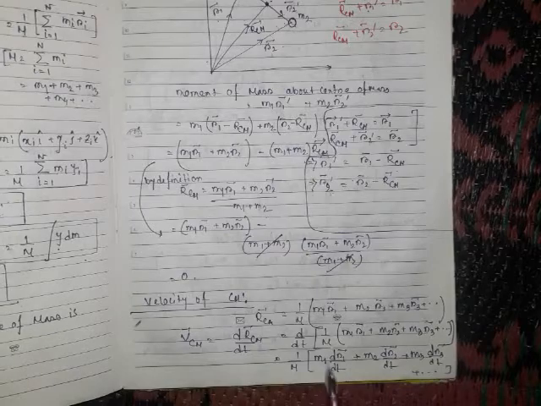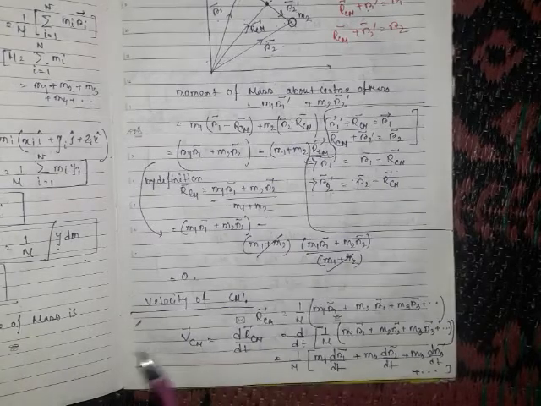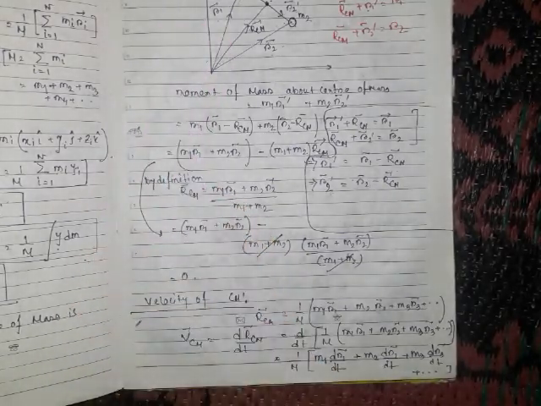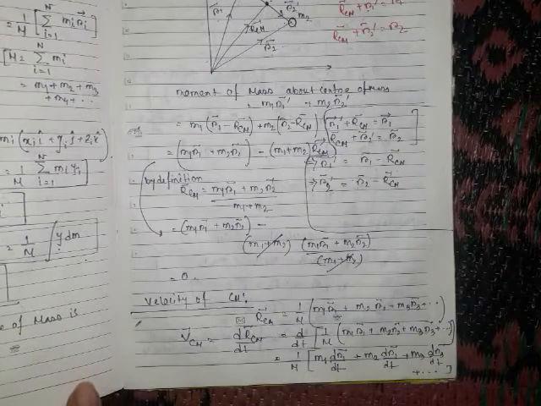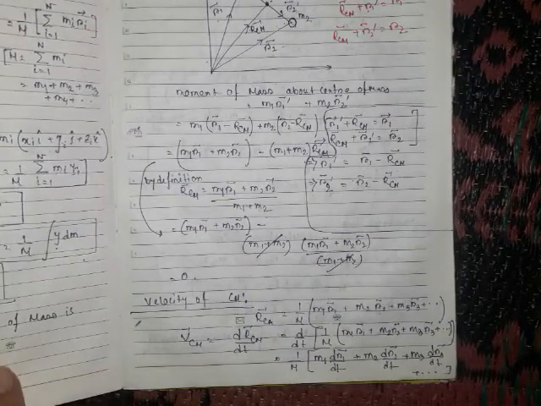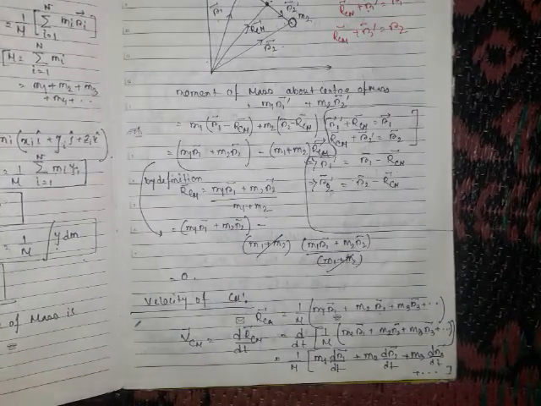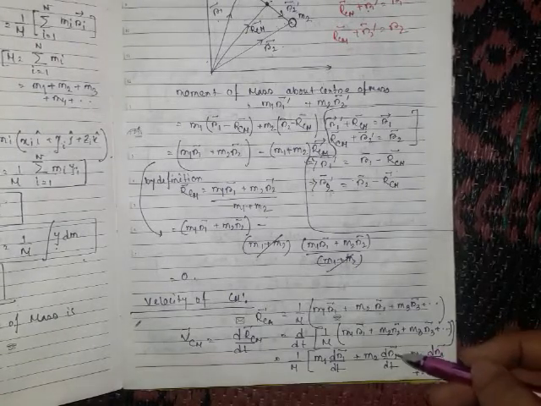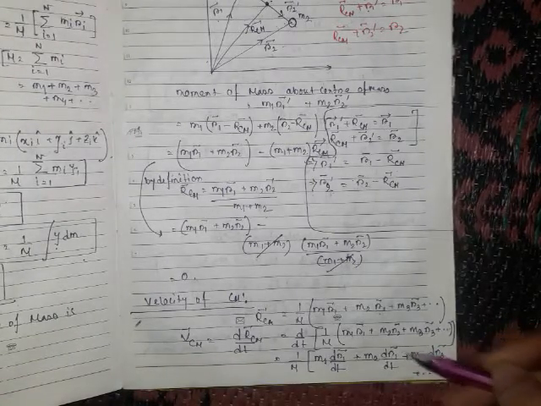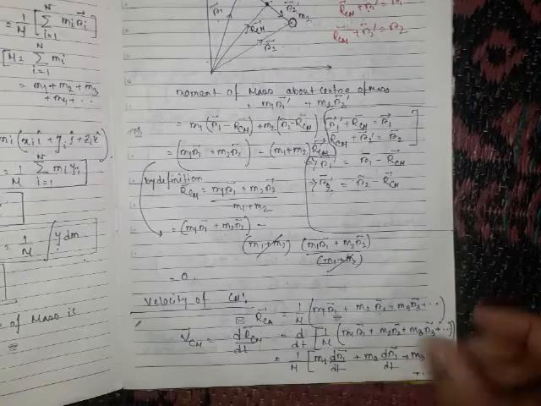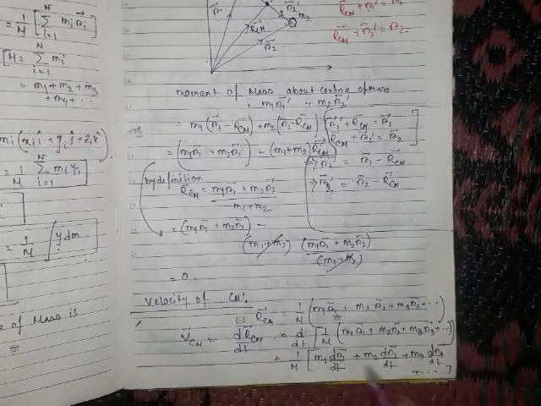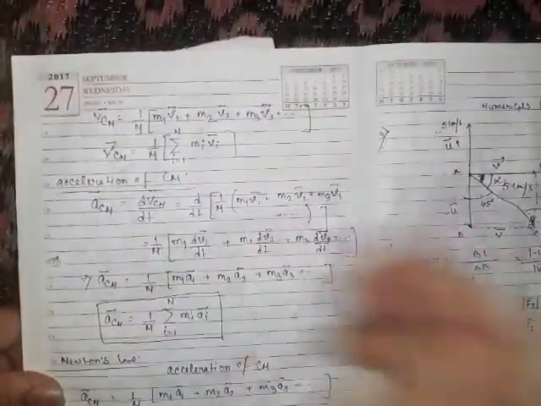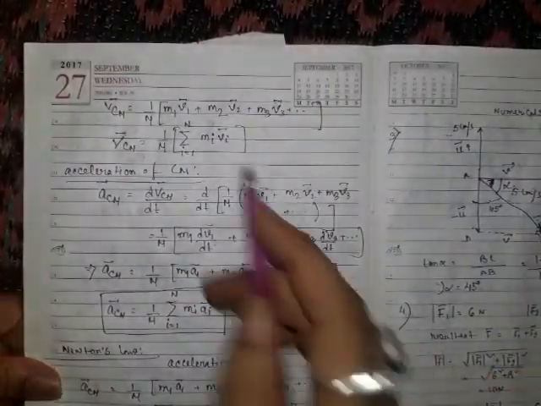Okay. So now this r1 is the position of the first mass m1. So dr1 dt will be the velocity of the mass m1. r2 is the position vector of the second mass, and dr2 dt will be the velocity of the second mass. So that will be your m1 v1 plus m2 v2 plus m3 v3. Just check this thing. Exactly, we get the same things.